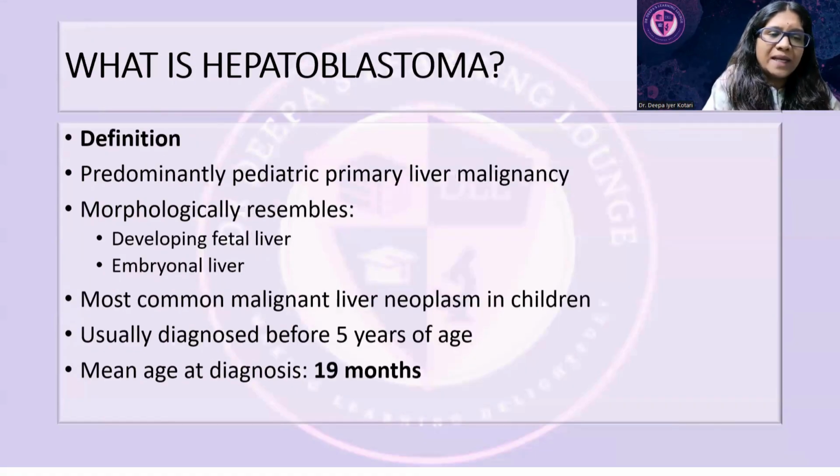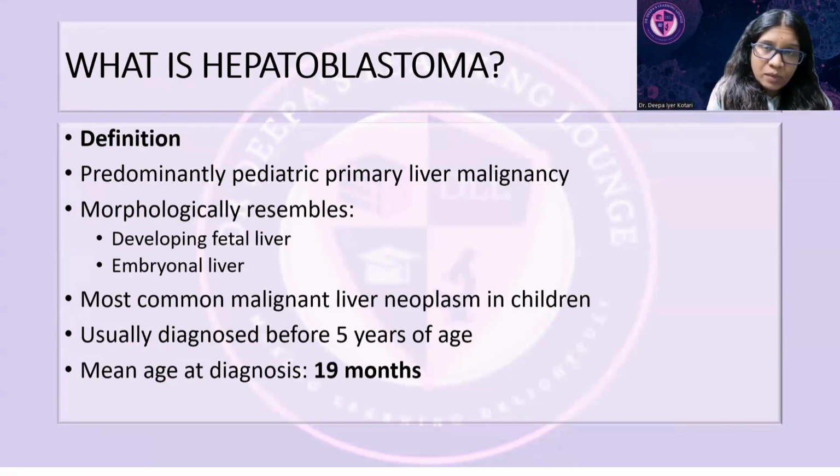So by definition, hepatoblastoma is considered to be predominantly a pediatric malignant liver tumor that resembles a developing fetal or embryonal liver. So the concept is extremely useful, because while looking at the microscope, instead of asking only what does the tumor look like, you should ask which stage or pattern of the liver it actually looks like. So, for example, sometimes it can look like a fetal liver, sometimes it can look like an embryonal type of liver, sometimes it can look like a small round blue cell tumor. So basically the pattern is of a recapitulation of the liver development.